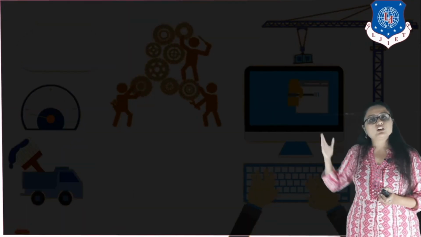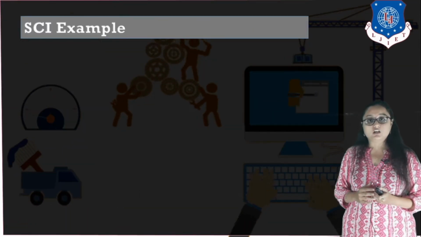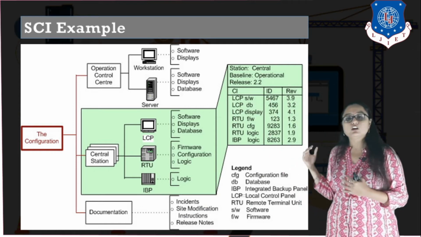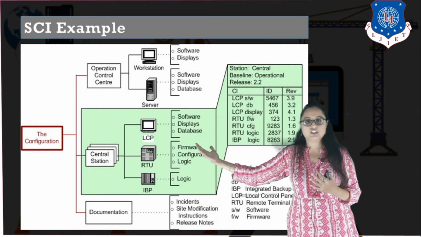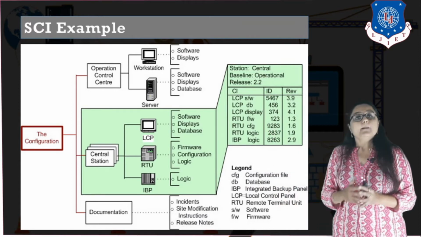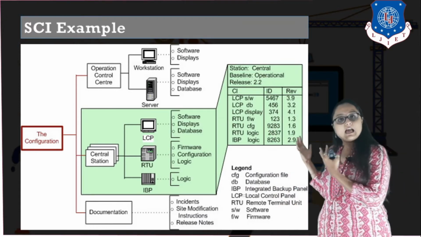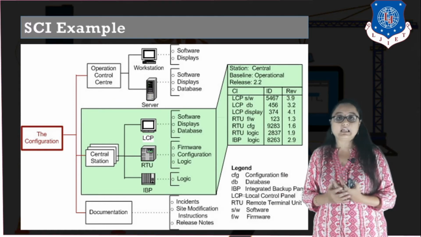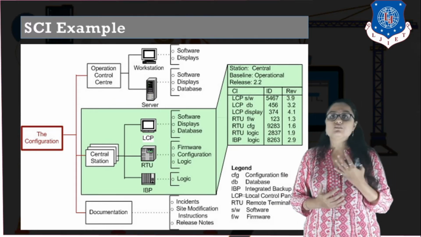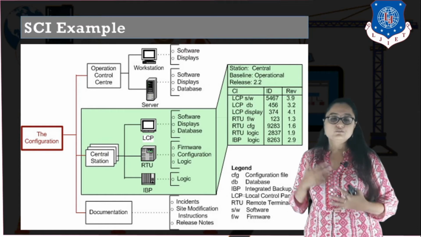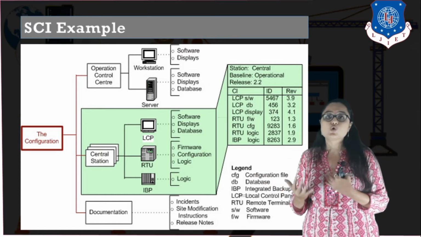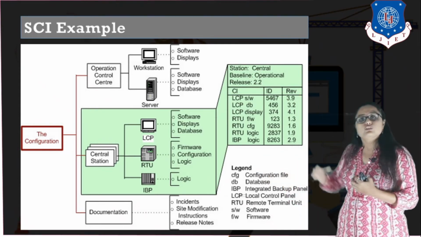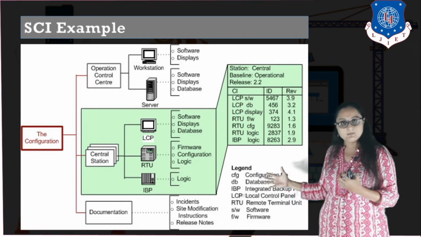Now let us see an example of a software configuration item. So here is an example. You can see this is the configuration. Now what is this whole thing? Basically we have a software which is deployed in a railway. This is an environment maintenance software in which the air conditioning and the smoke detectors are monitored, right? So this is software regarding that environment maintenance.